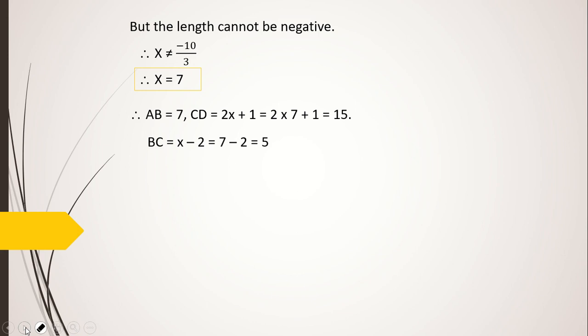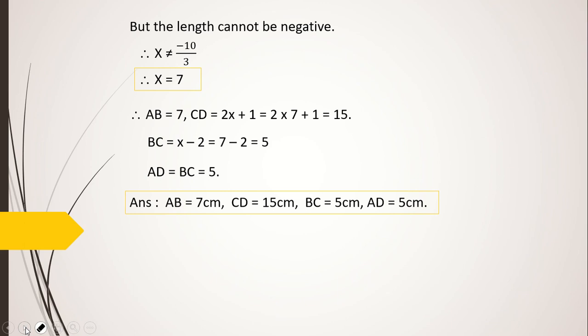Then BC is equal to x minus 2. BC is equal to 7 minus 2, which is equal to 5. And in the question itself, they have shown with similar markings that AD is equal to BC. So therefore, AD also will be equal to 5. So hence we get the lengths of all the sides: AB is 7 centimeter, CD is 15 centimeter, BC is 5 centimeter, and AD is 5 centimeter.